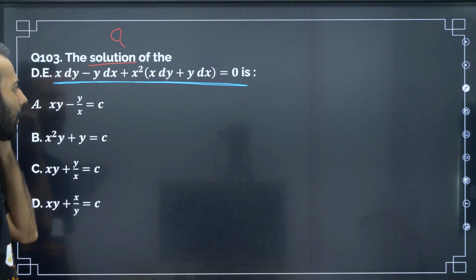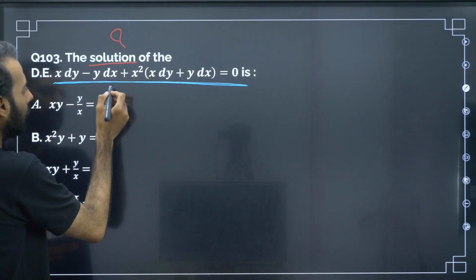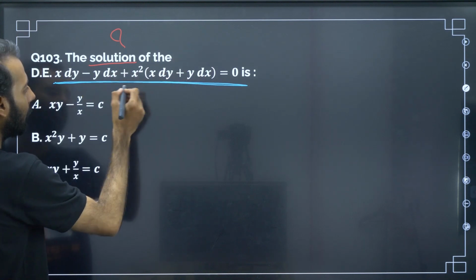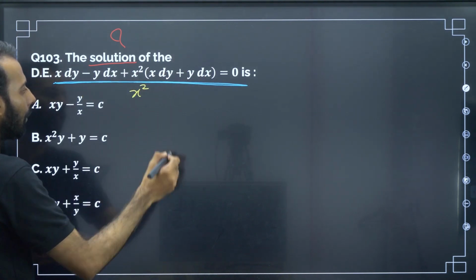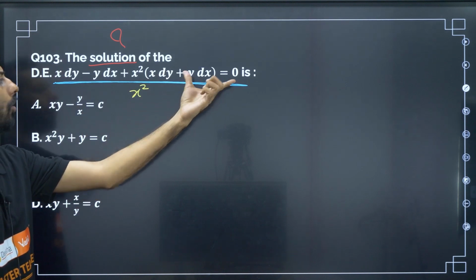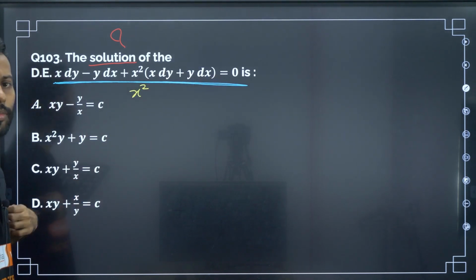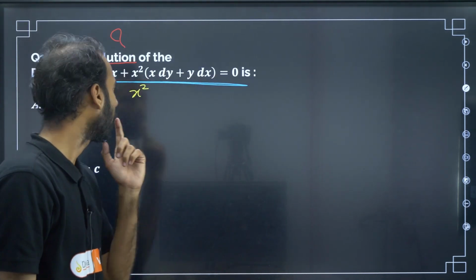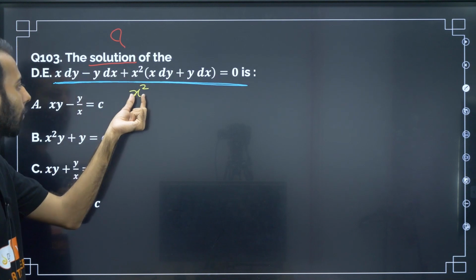x dy minus y dx. Let me divide this entire equation by x square. I am dividing by x square on both sides, on LHS also and on RHS also. Now why I am dividing, you will get to know. See here, we will reach some conclusion.